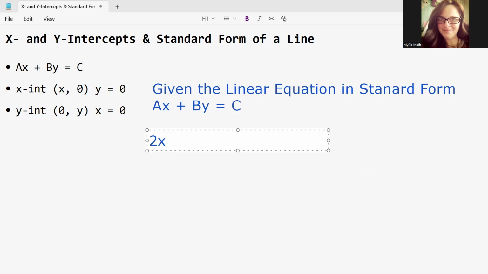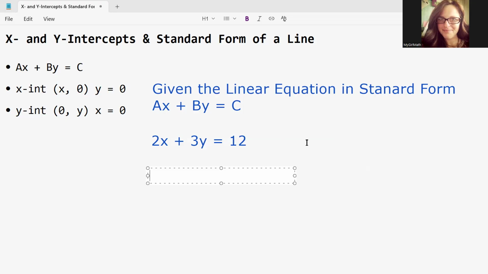Let's do 2x plus 3y is equal to 12. We'll start by finding the x-intercept. The x-intercept is when y is 0. So we will substitute 0 in for y.